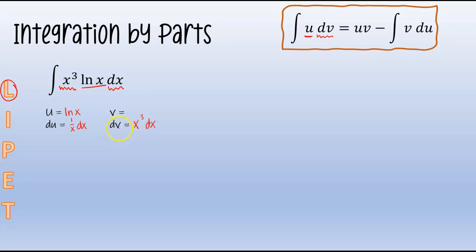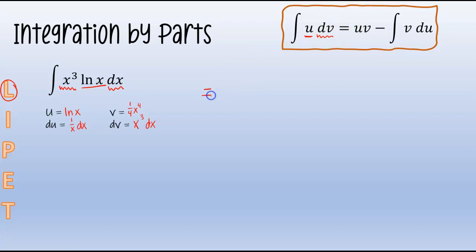Now that will require us to antiderive x cubed. What was the original function v if the derivative of v is x cubed? Well, by adding 1 to the power and dividing by that number, we can say 1/4 x to the 4th would be that function whose derivative is x to the 3rd. Now, from here, we simply follow this formula. We are trying to integrate our u, the natural log of x, times the derivative of v, which is x cubed dx. So we follow this rule.